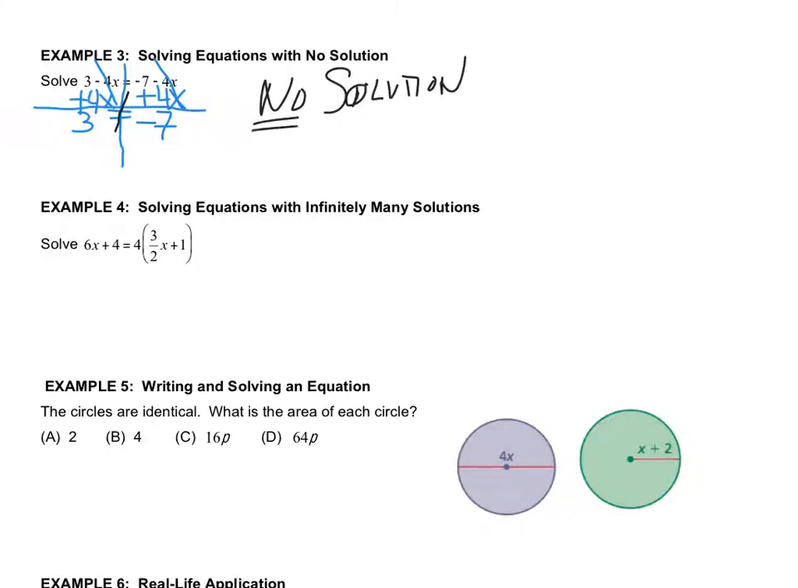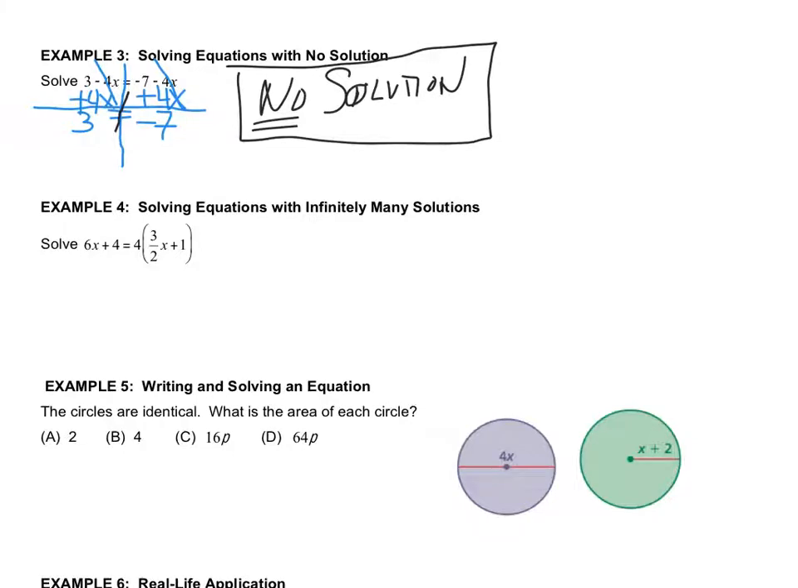We can't say the answer is 0. We don't want to say the answer is 3, and we don't want to say the answer is negative 7. When the variables completely disappear in our work on both sides, and we're only left with regular numbers, if those numbers are not the same, we say no solution. Meaning, whatever you plug into that equation for x, it will never be equal, and we know an equal sign should be equal. So let's look at the next example.